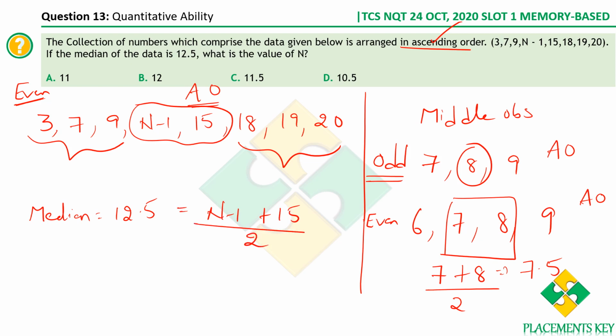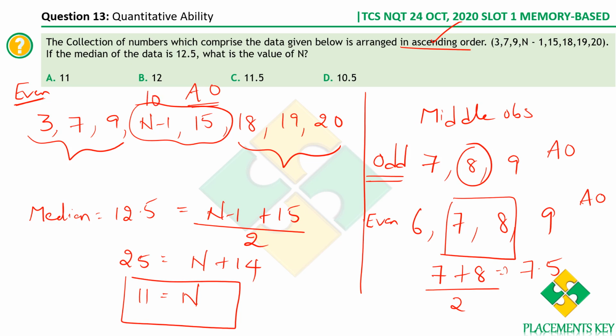Okay, so this value is given as 12.5, isn't it? The median value is given as 12.5. So 12.5 into 2 is 25. 25 is equal to n minus 1 plus 15, which is n plus 14. So we get the value of n as what? 11. Therefore, the term will be 10. Okay, but we are supposed to find the value of n, right? So it is 11.